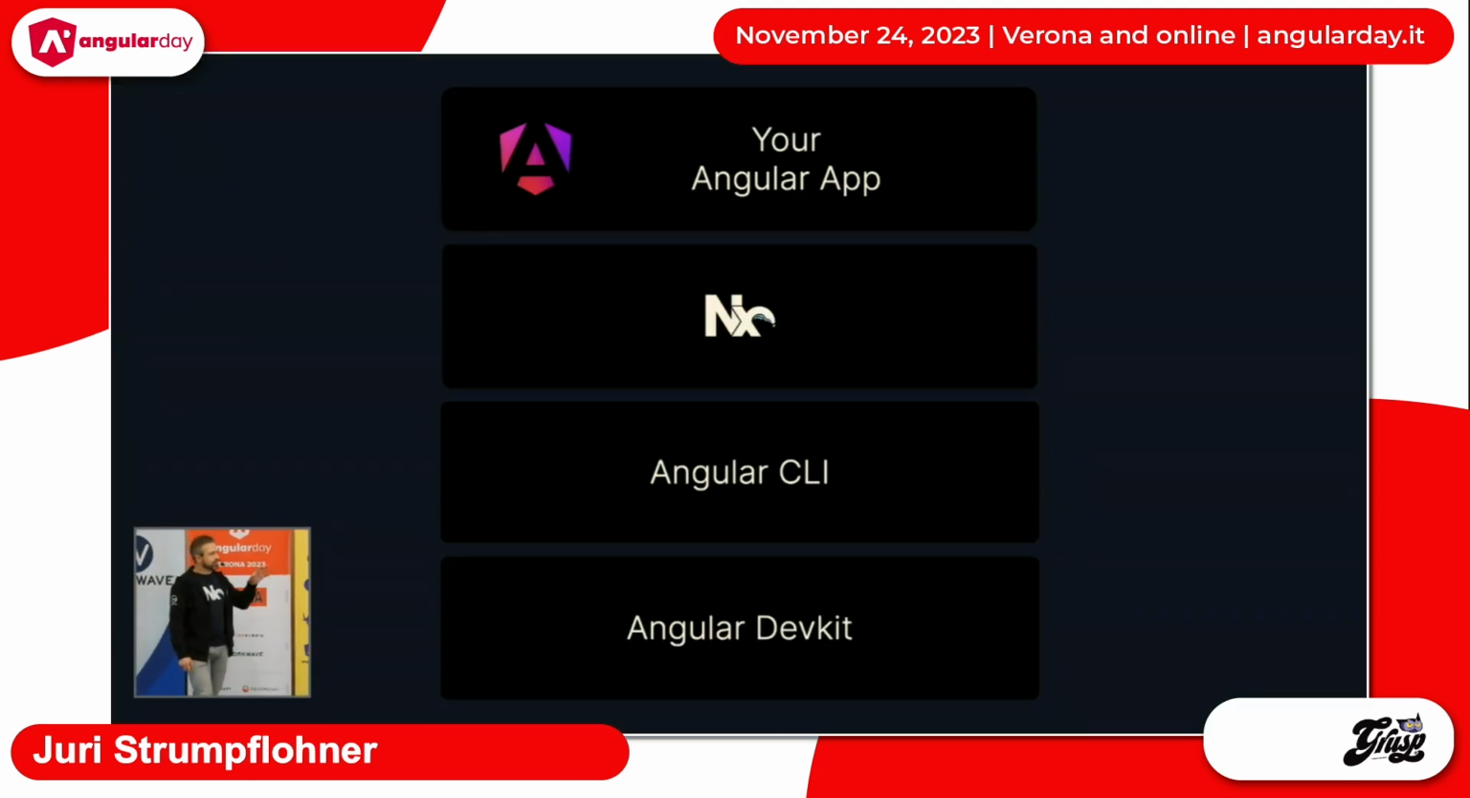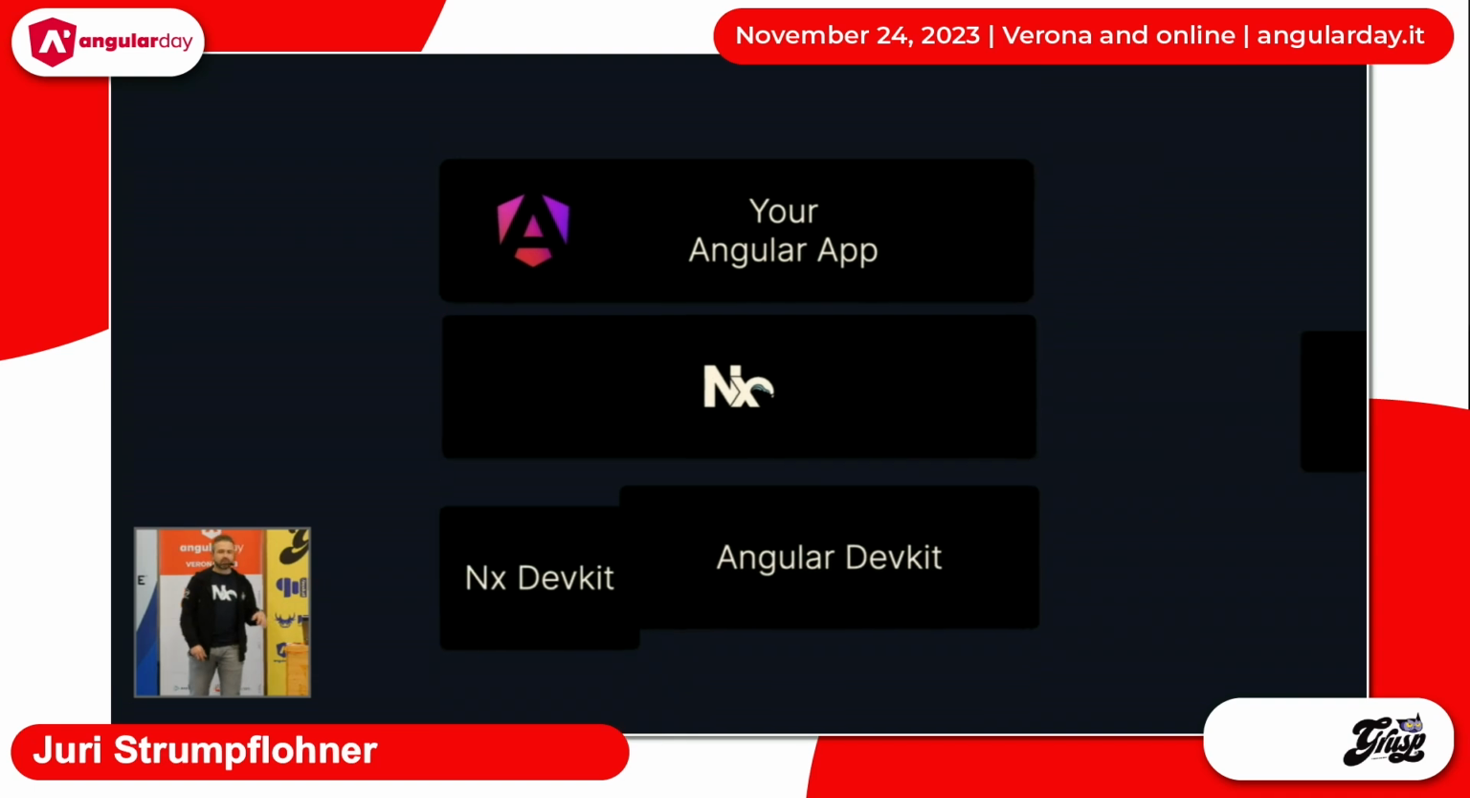So this is roughly, not one-to-one, but roughly how it looked. You have your Angular application on top, then NX as tooling, then the Angular CLI, and below that the Angular DevKit, which provides all the builders and generators that we all know. Now, over the years, this changed a bit.